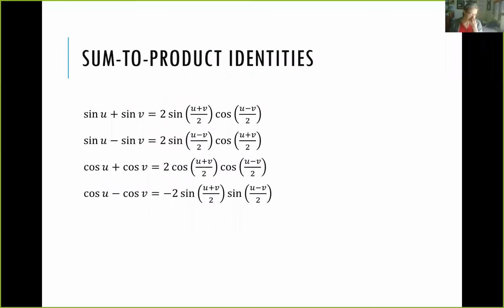All right, so now let's go the other way. Let's start with a sum and write it as a product. So we've got sine u plus sine v, so the sine of one angle plus the sine of another angle, equals 2 times the sine of the sum of the angles divided by 2, multiplied by the cosine of the difference of the angles divided by 2.